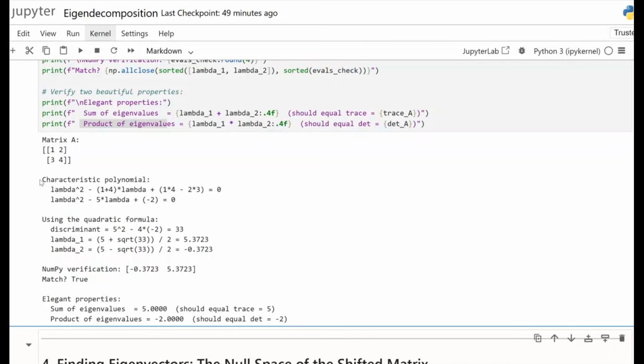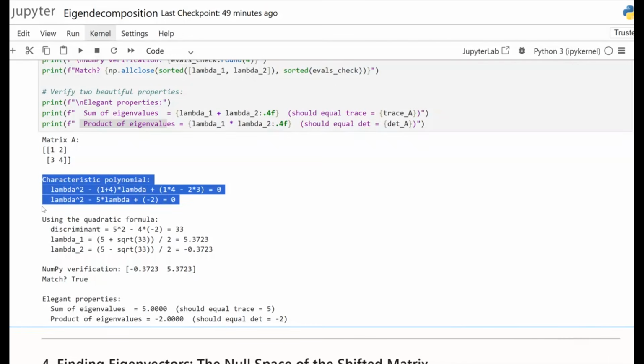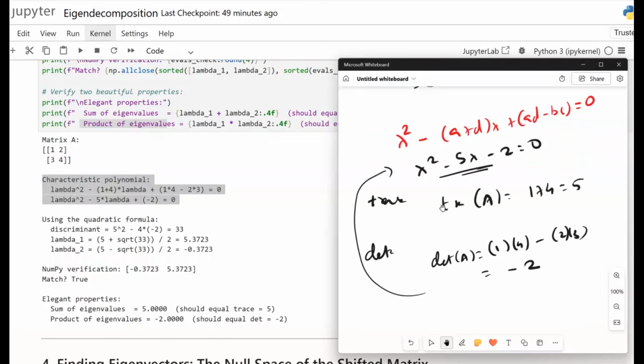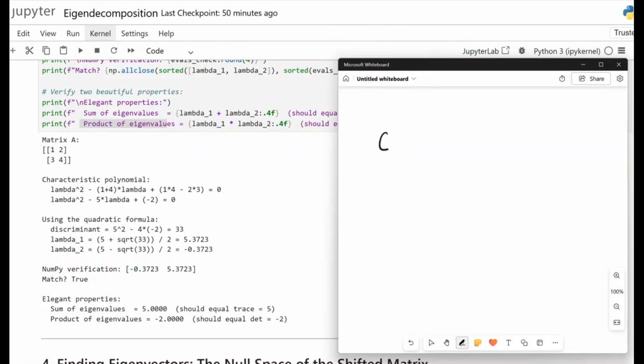And of course, we have already identified the exact characteristic polynomial. Kindly observe, here we have lambda squared minus 5 lambda minus 2, which is equal to 0. And by using the quadratic formula, lambda is equal to 5 plus or minus the square root of 5 squared minus 4 into minus 2, which is 25 plus 8, which is 33.